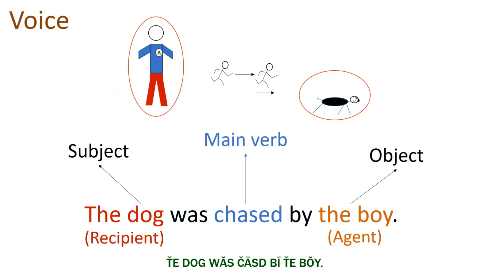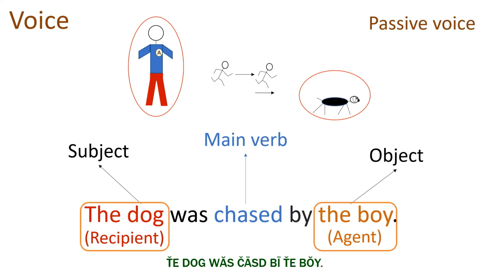The new sentence is therefore, the dog was chased by the boy. In this new arrangement, the dog, which is the subject of the verb, is now the recipient of the action of being chased, whereas the boy, which is the object of the verb, is the agent. It is what is doing the chasing. This reversed arrangement is what is called the passive voice.